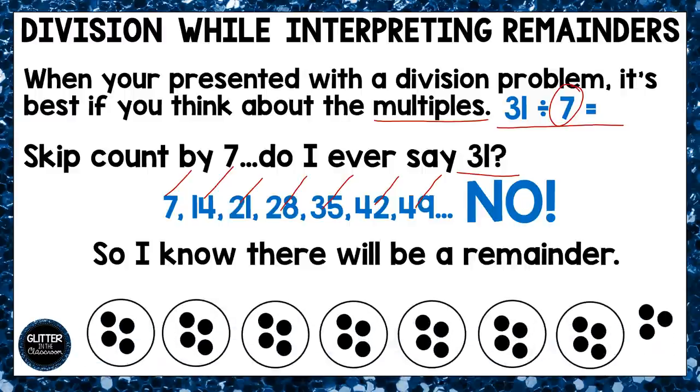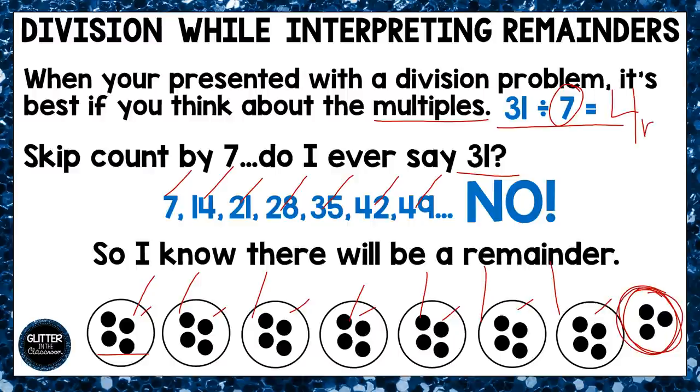Now, here is a picture of 31 divided by 7. So I can see I have 7 groups in the circles, and in each group I have 4, and I have a leftover amount, which is my remainder. So when I'm dividing 31 divided by 7, the answer is 4, that's what's in each group, with a leftover or remainder of 3. And that is 31 divided by 7.